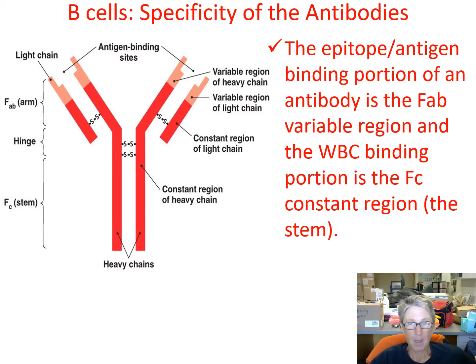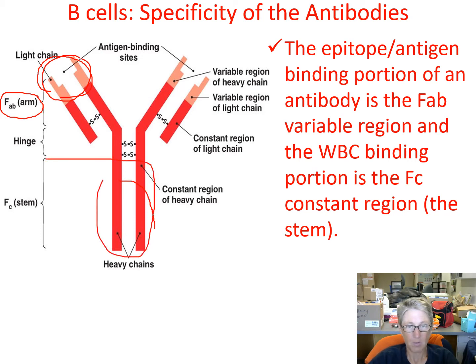So the epitope antigen binding portion of an antibody is in this Fab variable region. So in this region is where you bind the epitope or antigen of the invader. This part down here, from here to here, this is the Fc region. That's where you can bind to white blood cells.